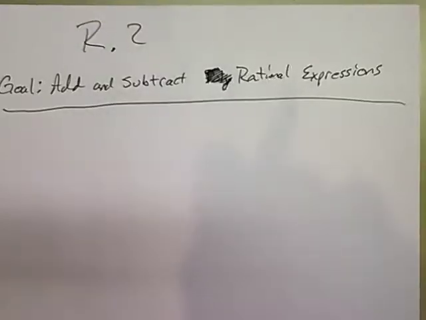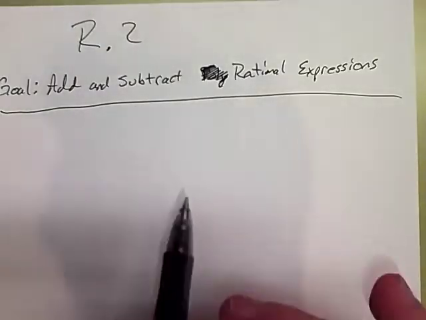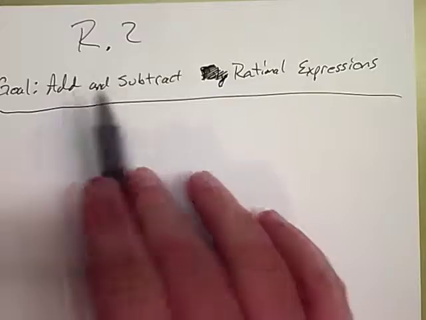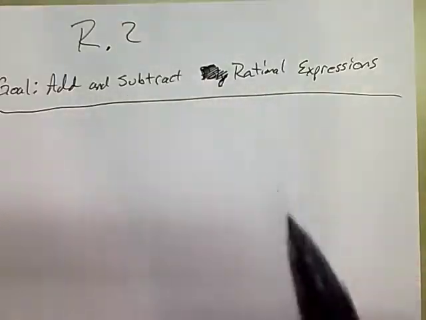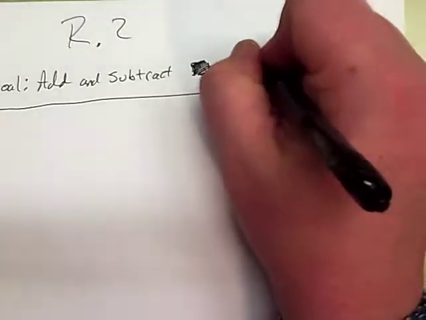All right, we're looking at R2. Here with R2, the goal is going to be to add and subtract rational expressions. All right, so the goal is to add and subtract rational expressions. Now remember, whenever Mr. Stevens thinks rational, you need to think fractional.